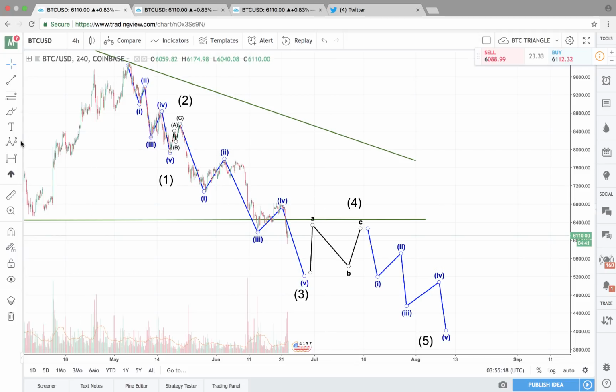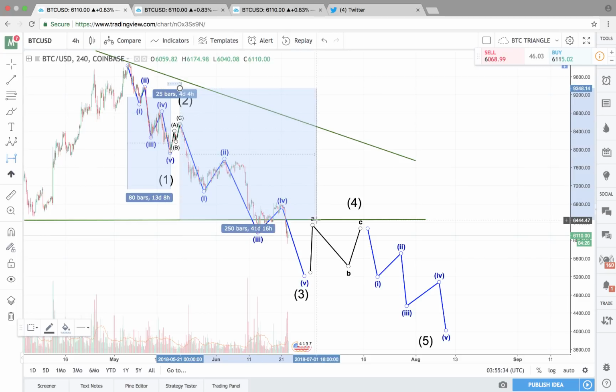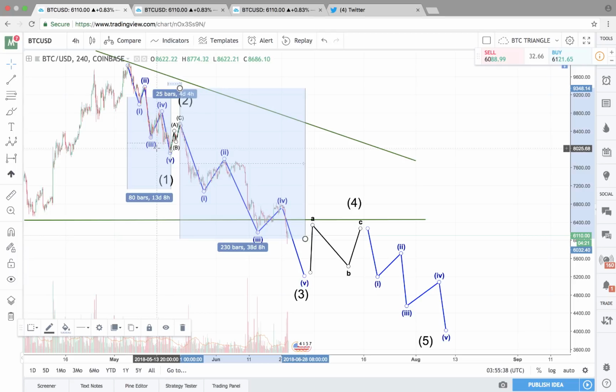And if we look at the amount of time that it took to complete these waves, the first wave completed in a matter of 13 days. The second wave completed in a matter of 3 to 4 days, it looks like. And then we have this third wave that, if it's not yet complete, will be taking almost 40 days, which is 3 times as long as the first wave and 10 times as long as the second wave.